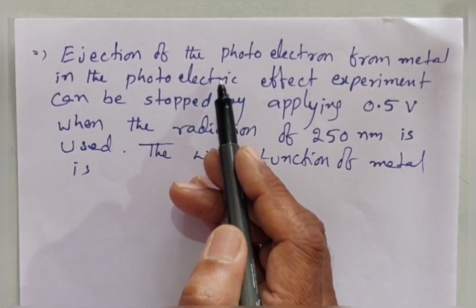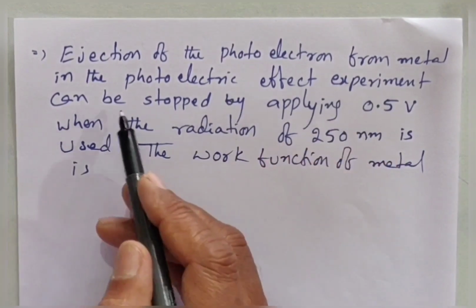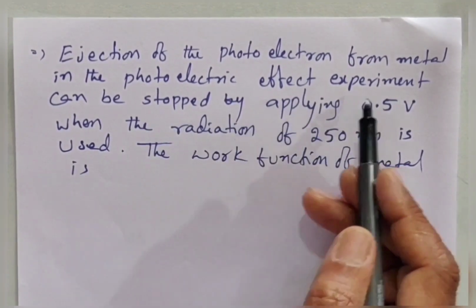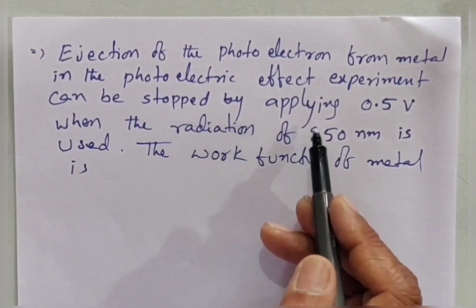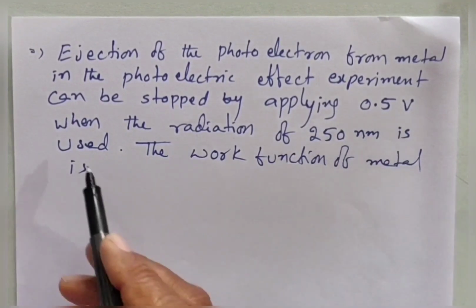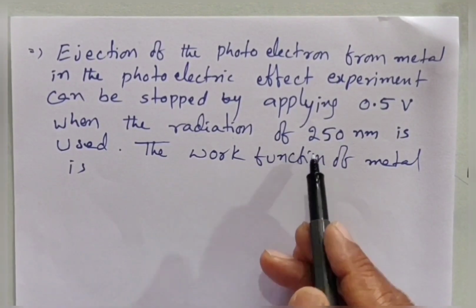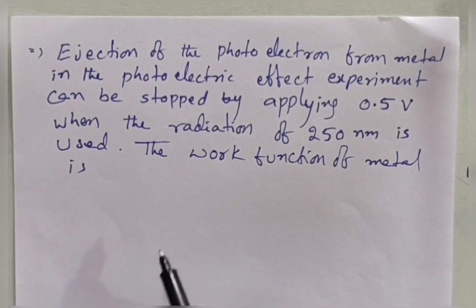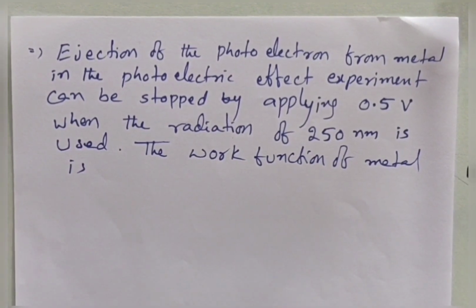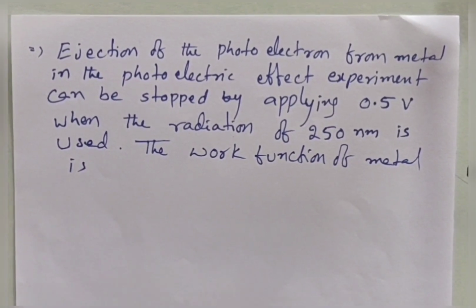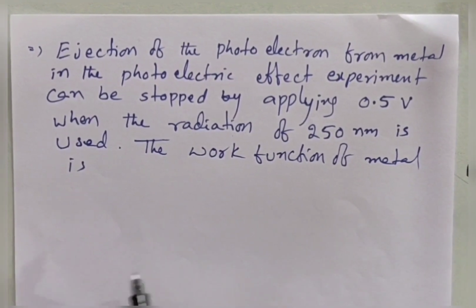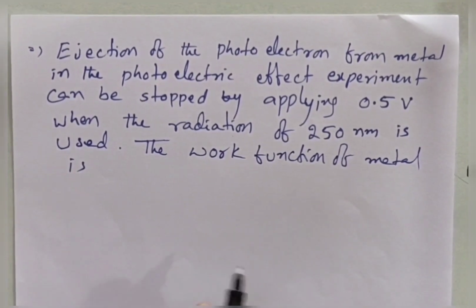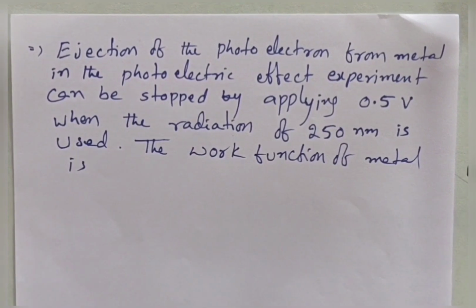So ejection of the photoelectron from metal in the photoelectric effect experiment can be stopped by applying 0.5 volts when the radiation of 250 nanometer is used. The work function of the metal is? It is also very easy, dear students. So simple problem.